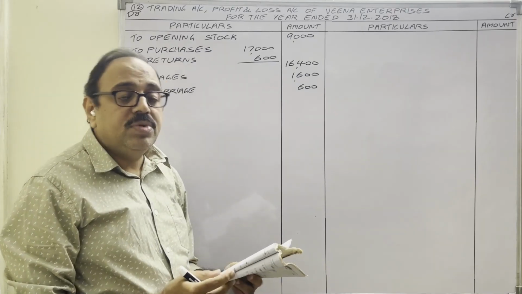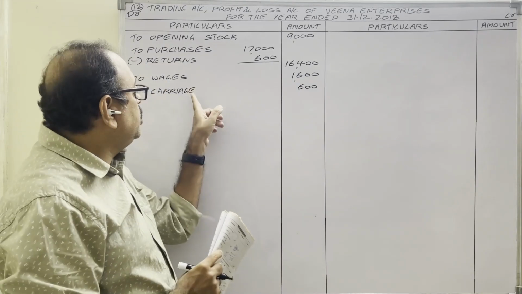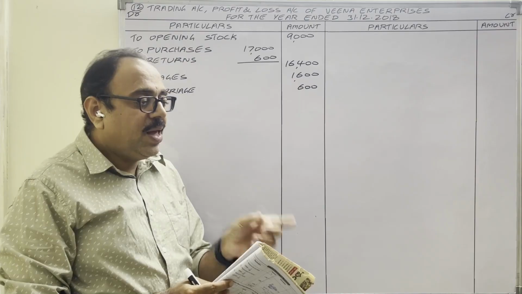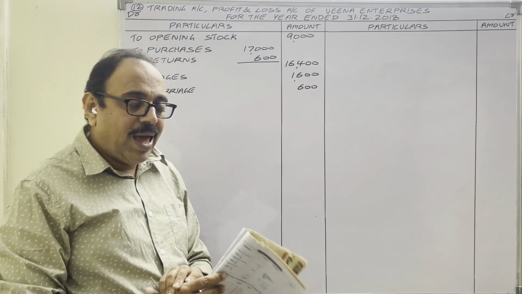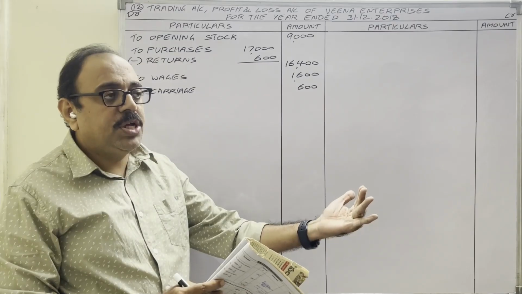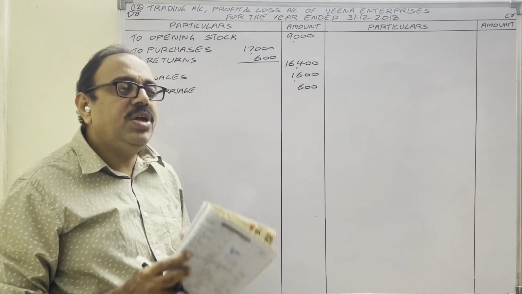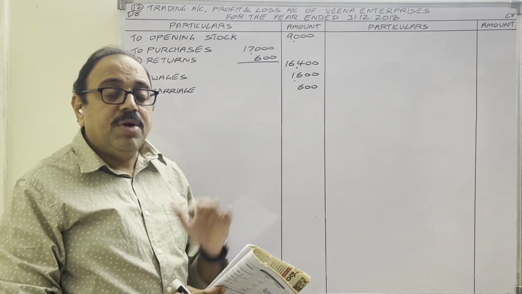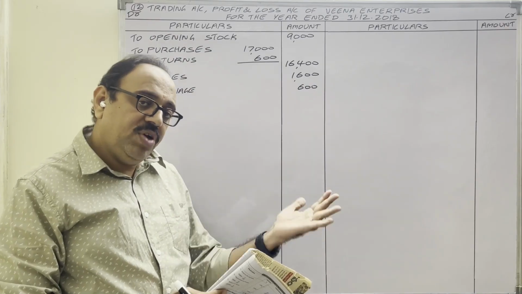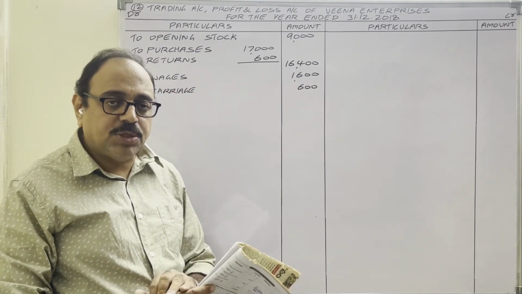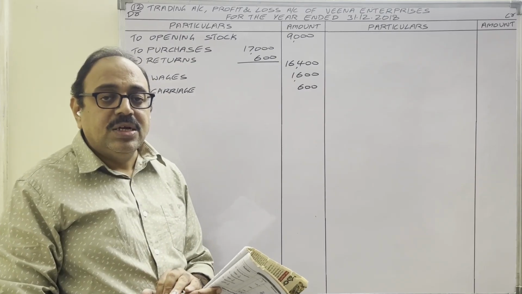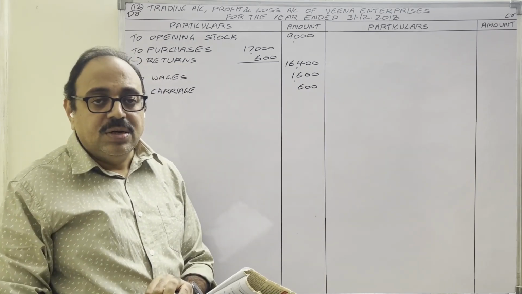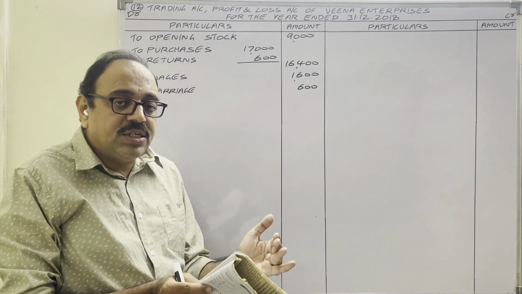Freight also means transport expenditure. Carriage also means transport only. Then what is the difference between these two? Freight and carriage are both direct expenses. Carriage means, as I said, that we brought the goods from the supplier's place to our godown and incurred transportation expenditure. Freight also means bringing goods from the supplier's place and paying transport charges. But the difference is that generally freight refers to long distance transportation charges. The word carriage we use for shorter distances.